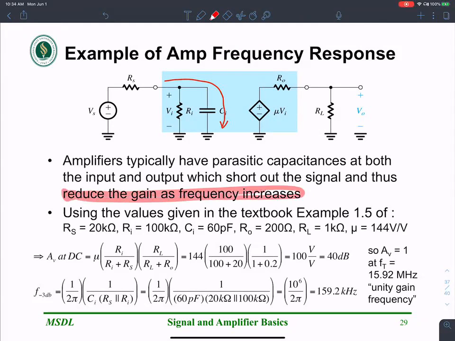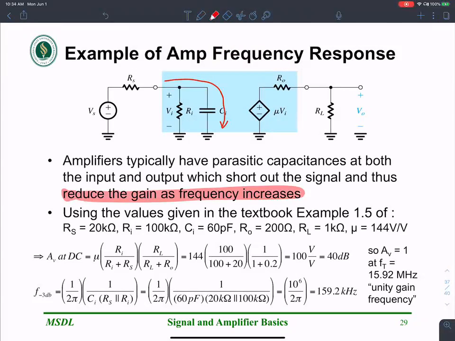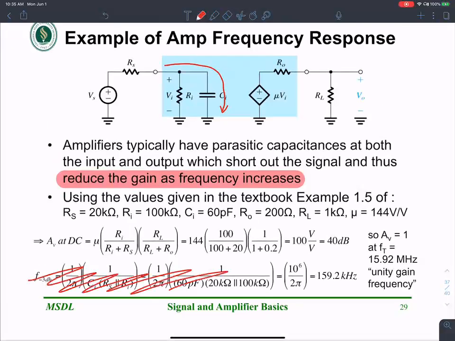That is because of the parasitic capacitances. Because of parasitic capacitances, the gain is drastically reduced at high frequencies. So let's first do the problem in the textbook without taking into account the parasitic capacitances. So we're not going to look at this capacitance first.